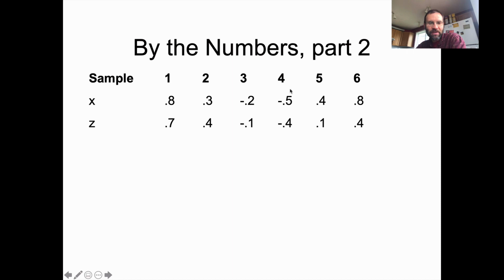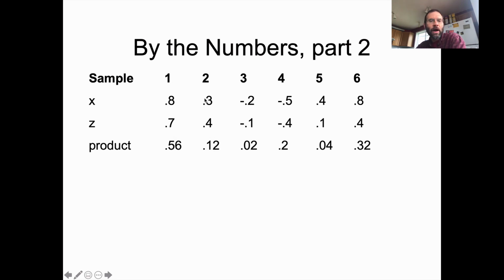It doesn't match up exactly with X, but it's kind of the same overall trend in the numbers. So if we calculate the products of all these, sample by sample matches, 0.8 times 0.7 is 0.56, 0.3 times 0.4 is 0.12, and so on and so forth. All these wind up positive, which is nice.